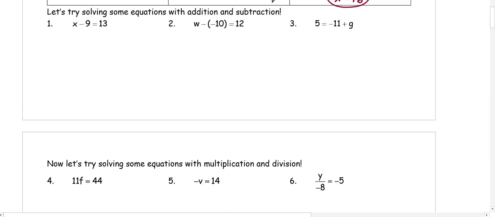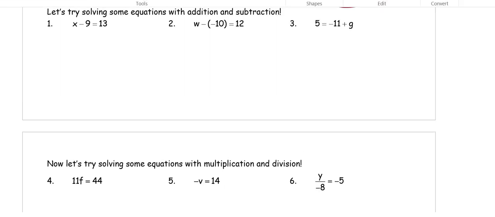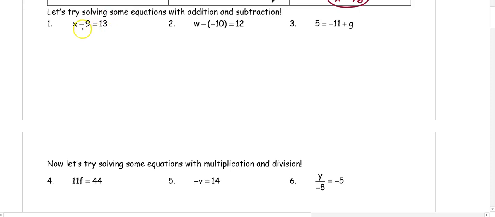Number one, x minus 9 equals 13. To get x by itself, because 9 is being subtracted, we're going to add 9 to both sides. We get x equals 24. If it helps, you can always draw a line down your equal sign and make sure that you do the same operation on both sides of that line.